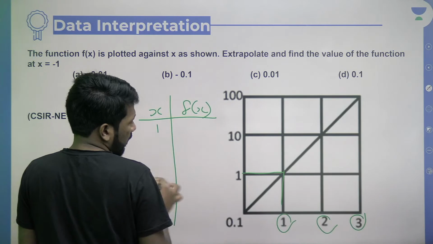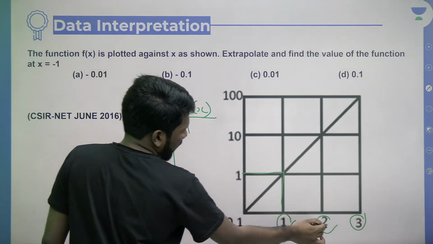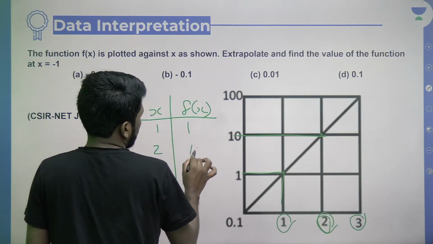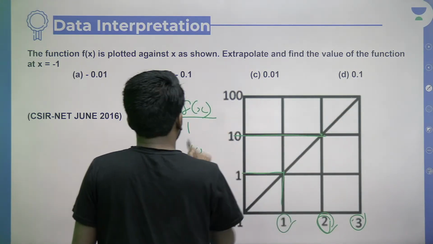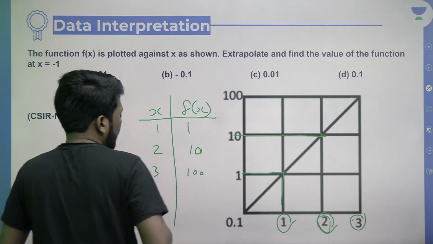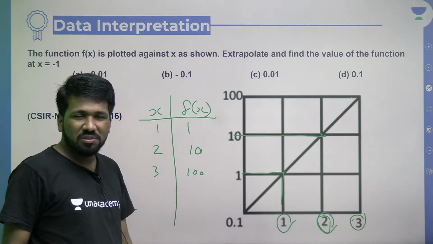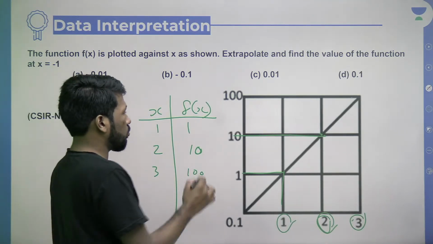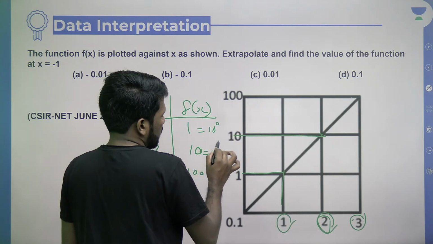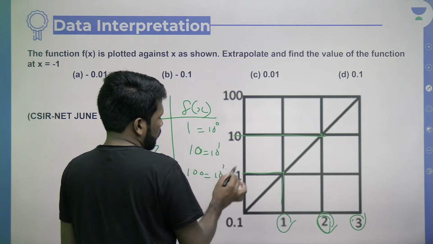x 1 है तो f of x क्या है? 1 है. x 2 है तो f of x क्या है? 10 है. 2 है तो 10. 3 है तो 100 है. ये 1, 10, 100 क्या है? वो सब 10 का पावर्स है ना. How 10 का पावर्स? 1 is 10 raised to 0. 10 is 10 raised to 1. 100 is 10 raised to 2.